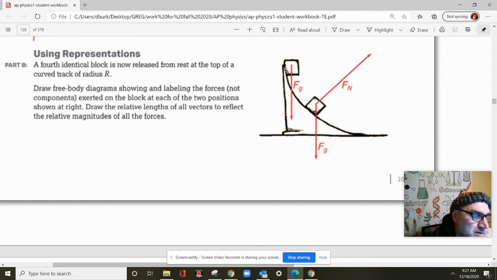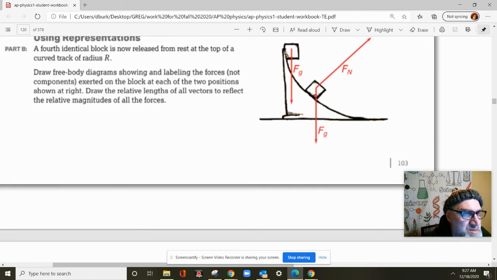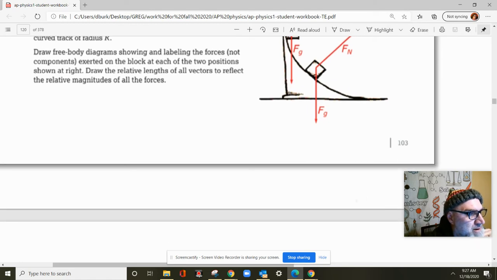There's the force of gravity, and the force of gravity would have a component, and the cosine component would balance the normal force, but in this case, the normal force is greater. Think about the centripetal experience this block is having as it goes down a ramp.